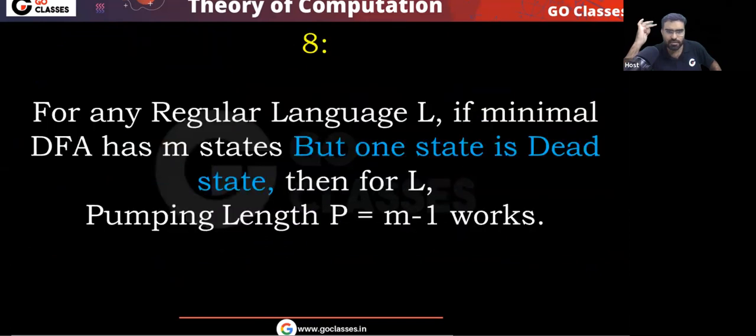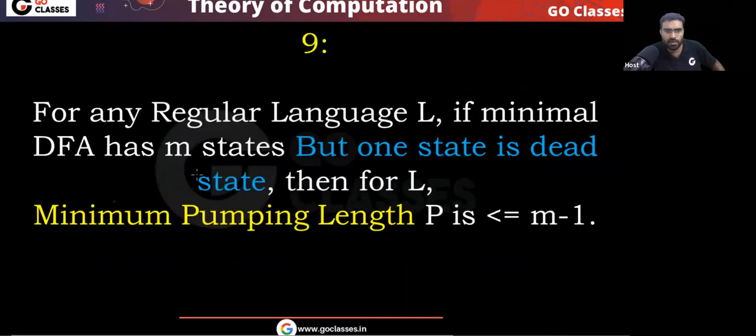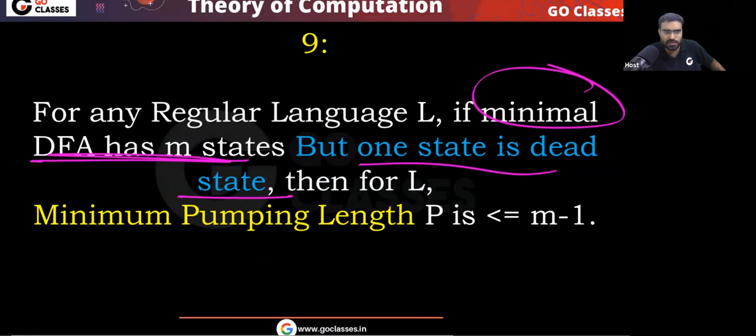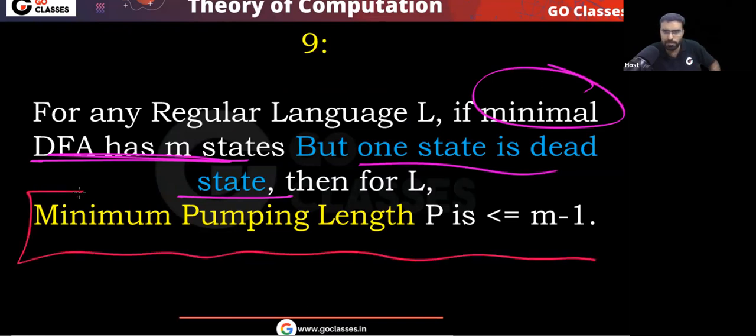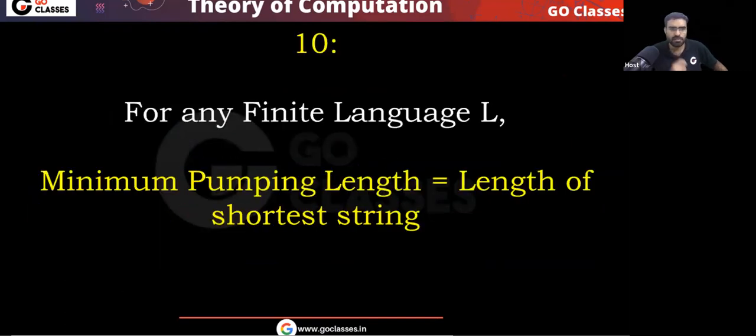So finally, this is what I am saying: the minimum pumping length will be less than or equal to M minus 1. This is your minimum pumping length. Okay, is this clear? This is another point we have already seen. A minimal DFA has M states, one of them is a dead state, so the minimum pumping length will be less than or equal to M minus 1. Okay, let's move on.